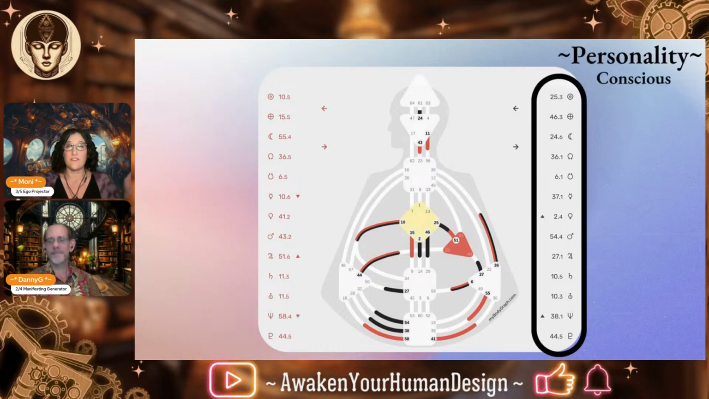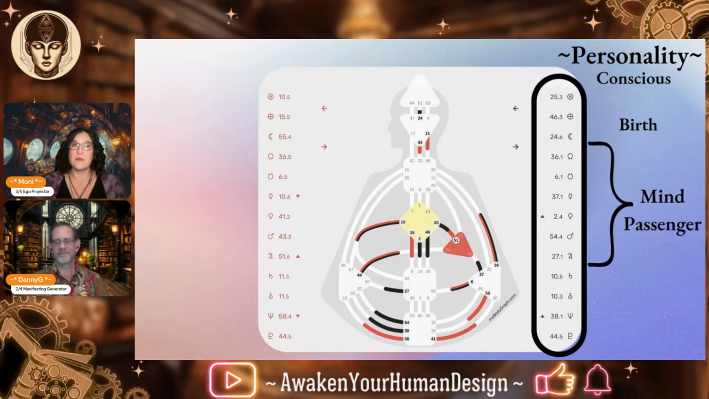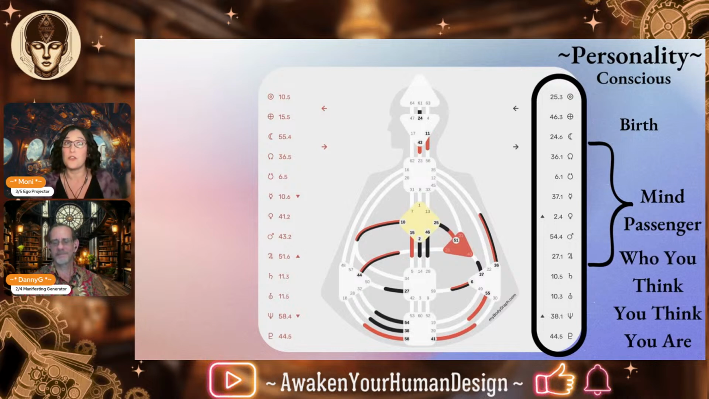Perfect. And then on the flip side, you will see the black numbers. And so this refers to the personality, and it's what you're going to be more conscious of. You're like, oh, cool. Yeah, that's me. And so this is determined by the planetary locations at your birth. And this is about the mind or the passenger, right? So if the red side is about the body and the vehicle, the black side is the mind or the passenger, and it's who you think you are.